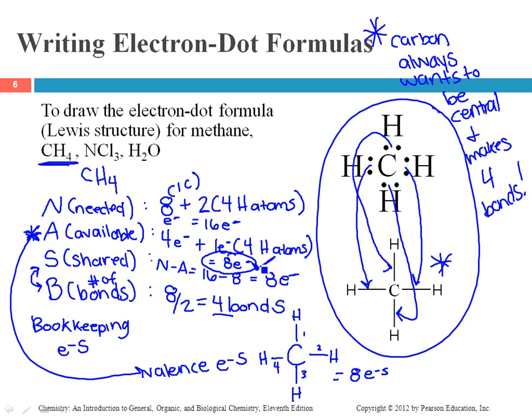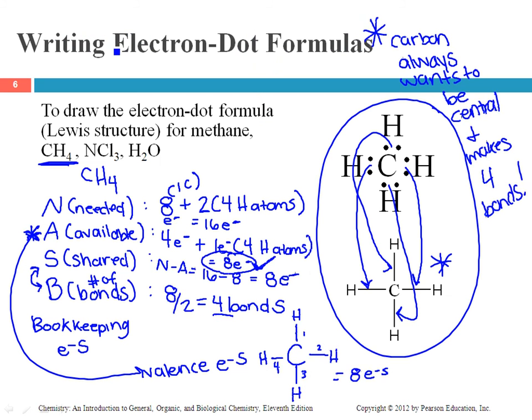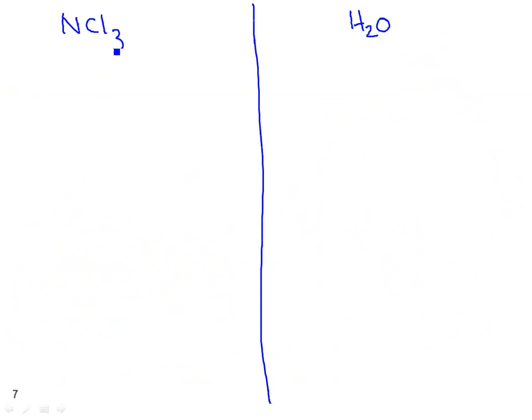Our next problem we have is NCl3 and H2O. So those are our next two. In CH4, all of our electrons were bonding. All of our electrons were involved in a bond. We have no non-bonding electrons hanging around. For NCl3, let's go through our process. So we have N, A, S, B.